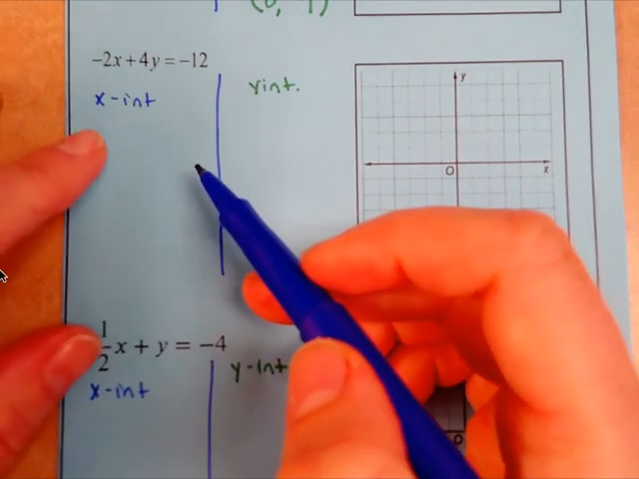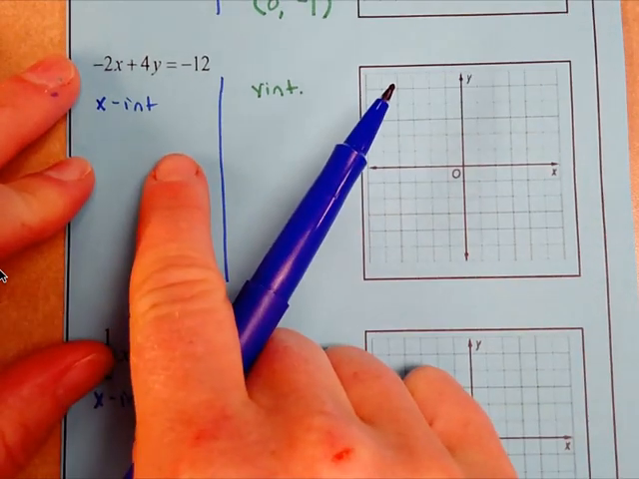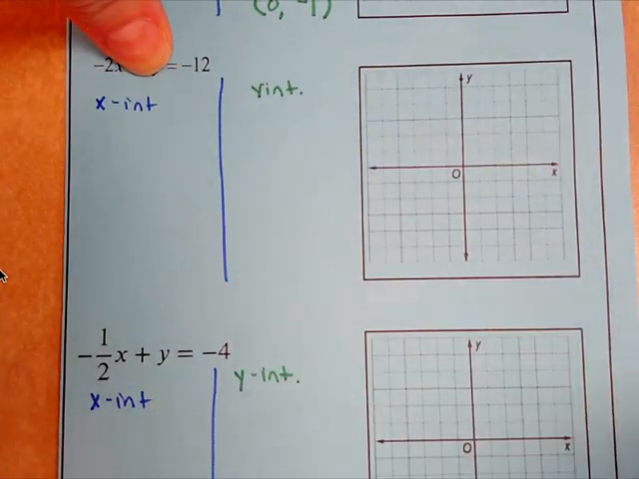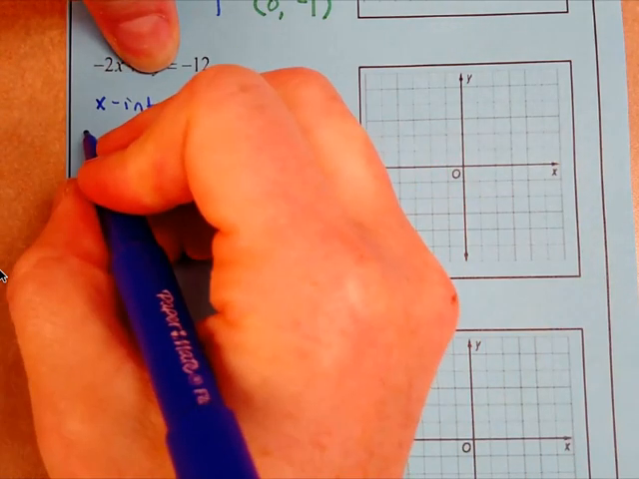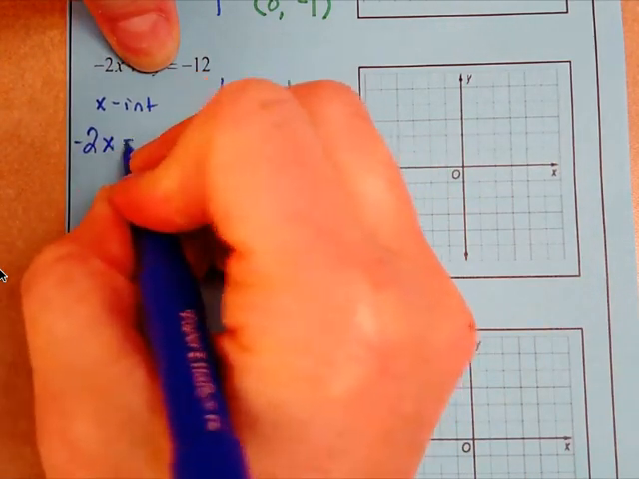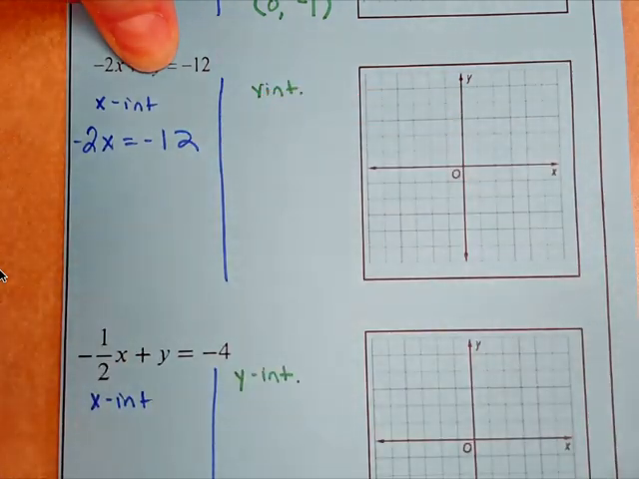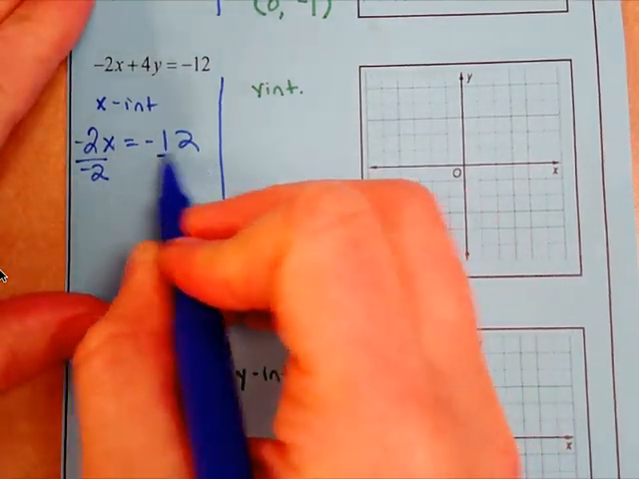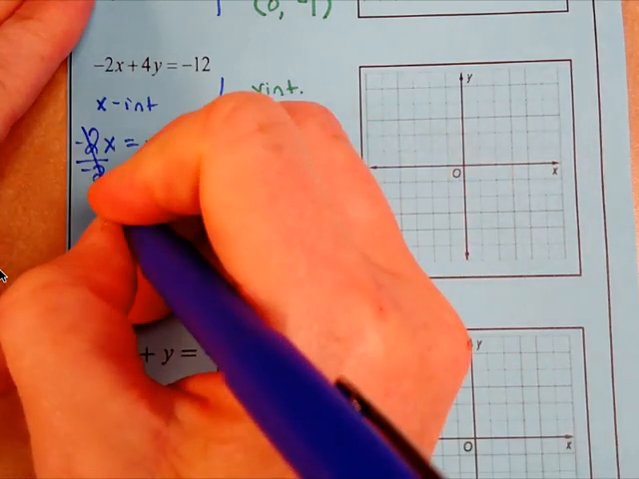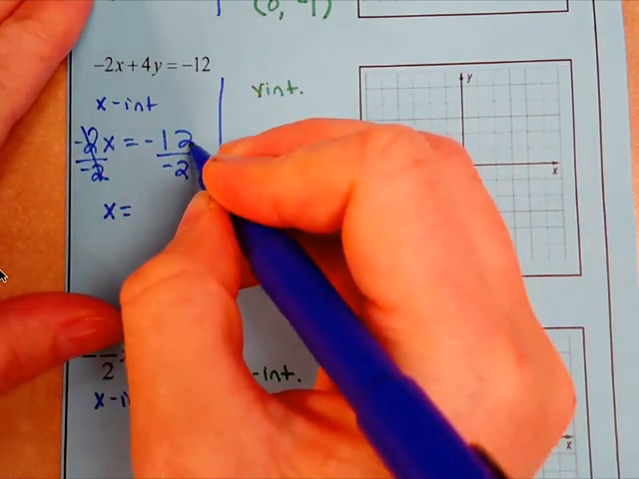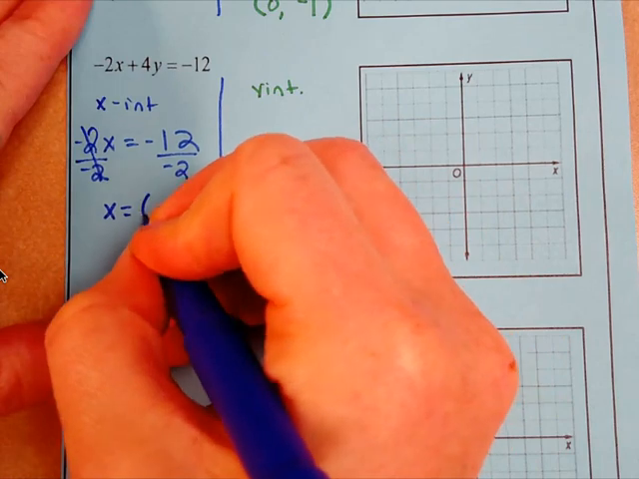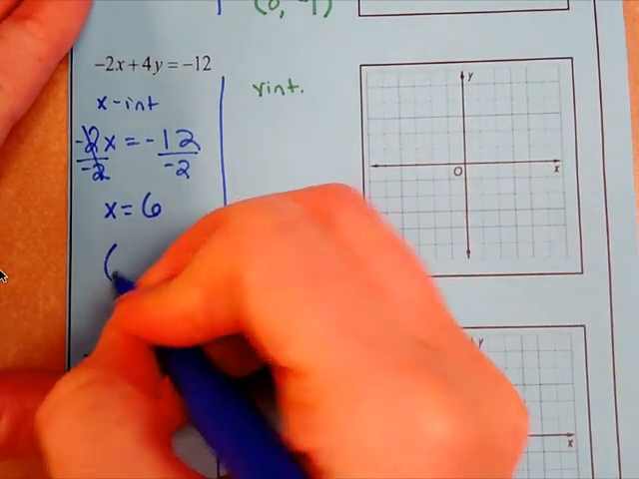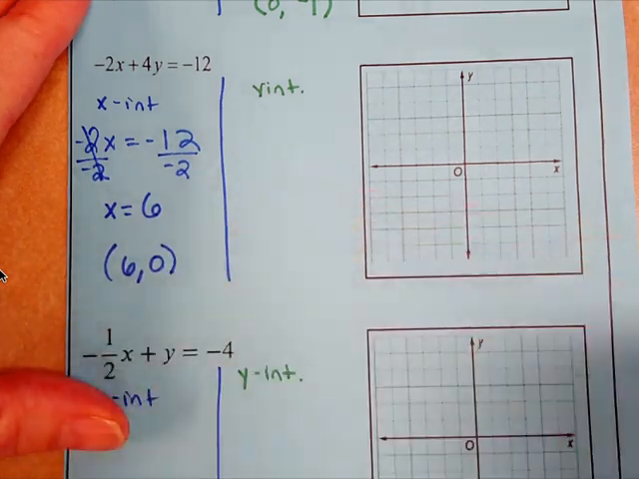Okay, let's look at the second one. So to find the x-intercept, we make y go to 0, and that just leaves us with negative 2x equals negative 12. So we divide by a negative 2. We get x equals negative 12 divided by a negative 2, positive 6. So that means our coordinate is 6, 0.